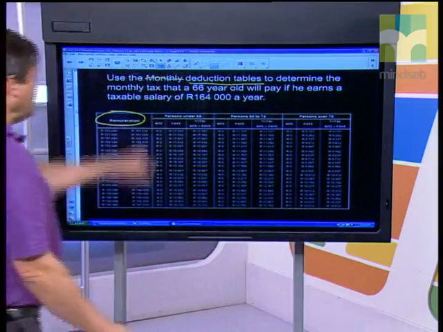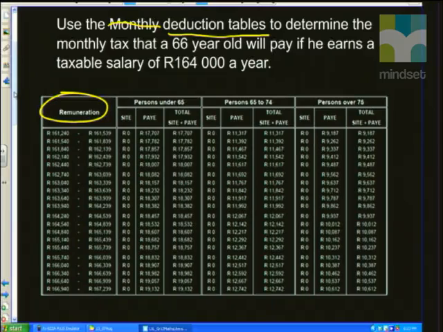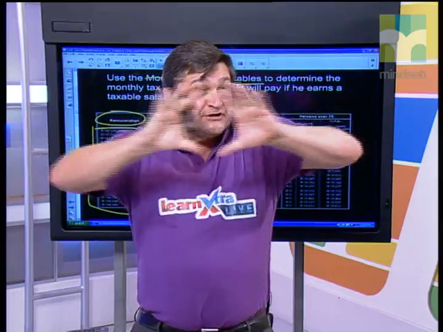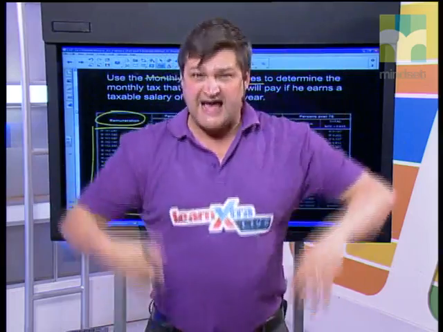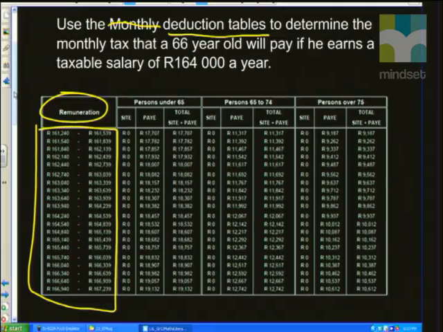Okay, so we got a 66-year-old who earns 164,000. So along here, we've got a whack of figures, right? Now, please remember, and I've got to state this, all I've done here is I've just captured a portion of that table. But this table just scrolls down and down and down. It just carries on forever. I've just got a little bit of it, okay? So I'm going to look for 164,000 Rand a year.